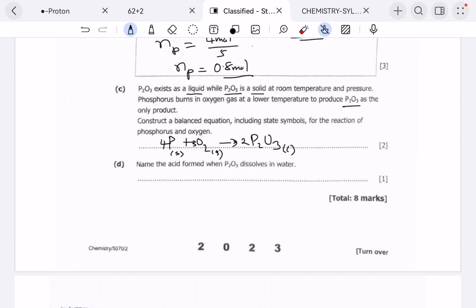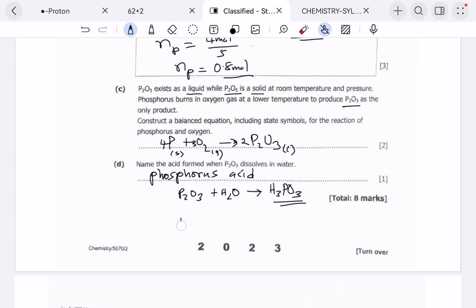Name the acid formed when P2O3 is dissolved in water. So the acid is called phosphorous acid. So when P2O3 combines with H2O, this gives us H3PO3. This is what we call phosphorous acid.